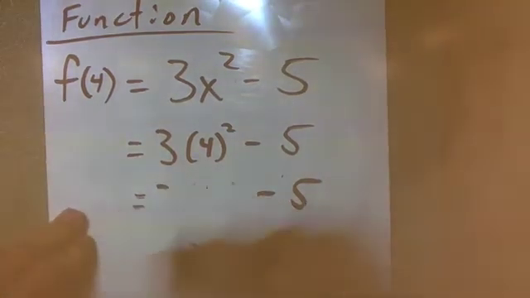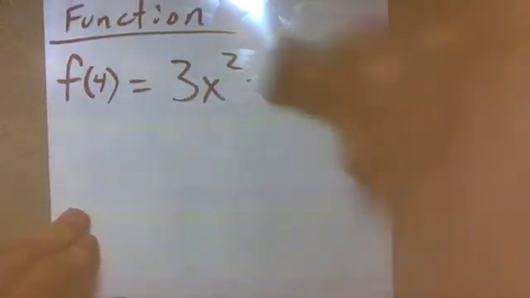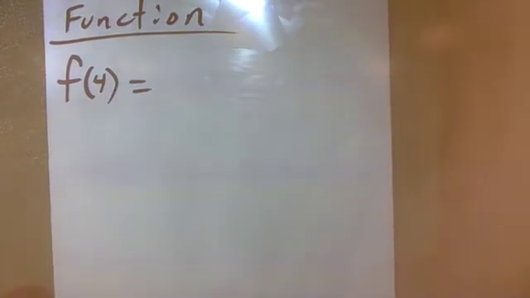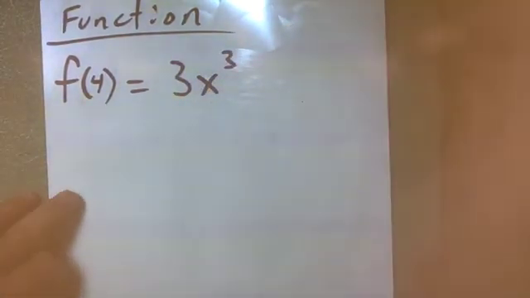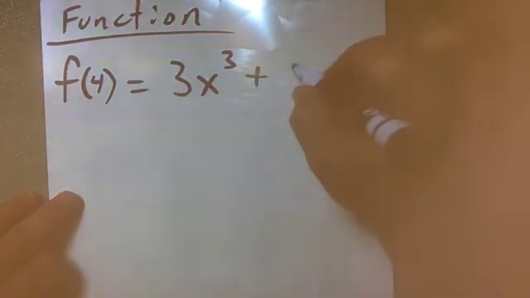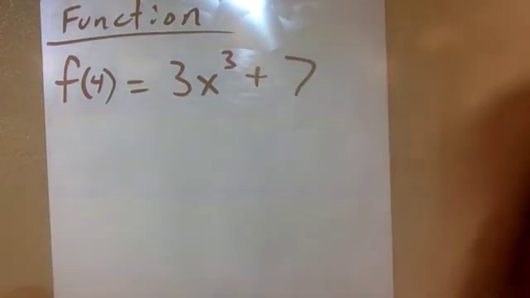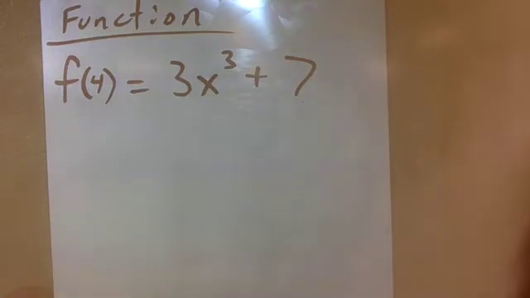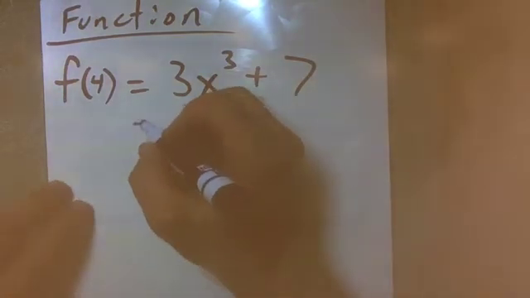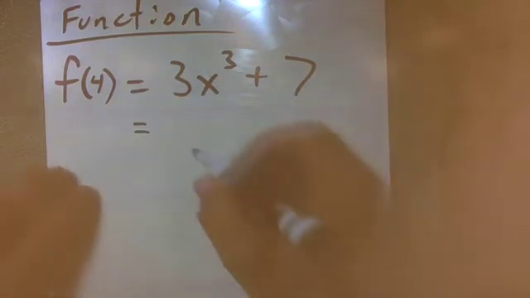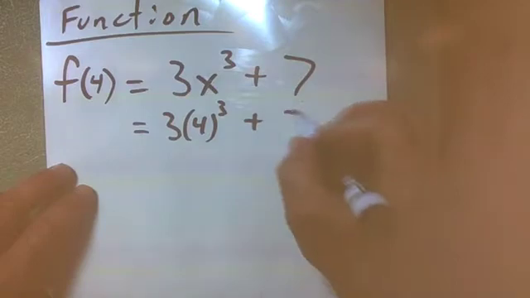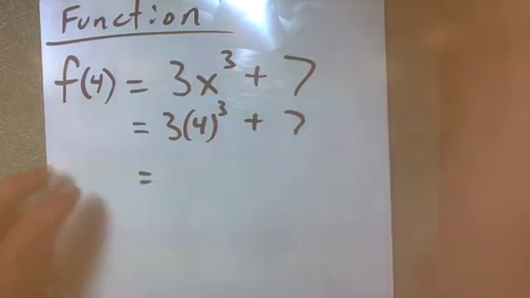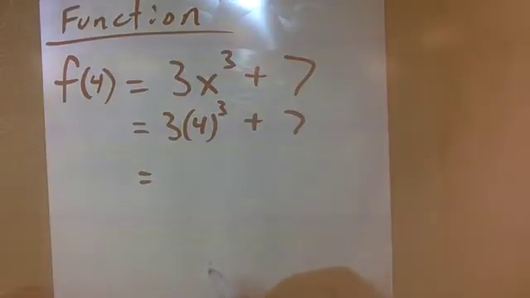Okay, now we're going to get even a little bit more crazy and make it cubed. Third power. Say plus 7 on this one, just to mix it up. I'll stick with the 4. So, same first step, substitute in a 4 for the x, 3 times 4 to the third power now, plus 7.